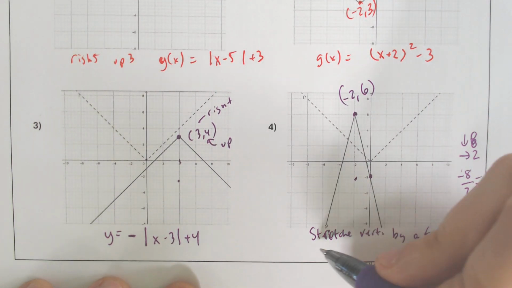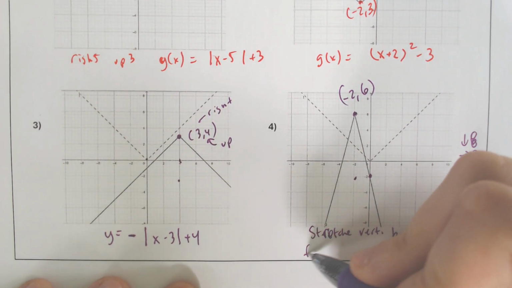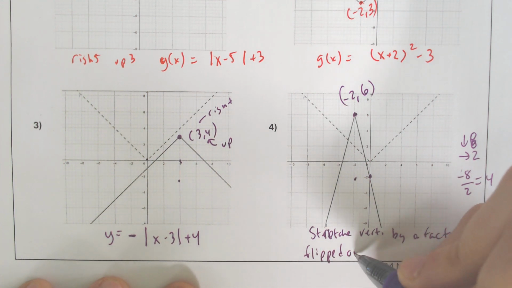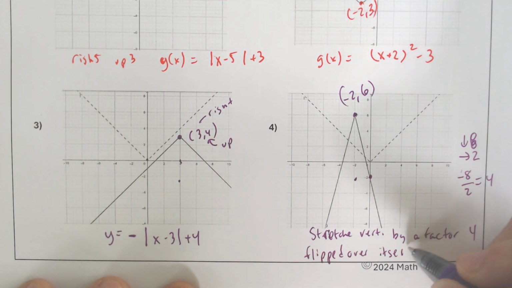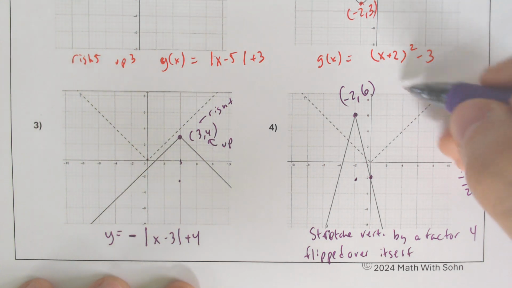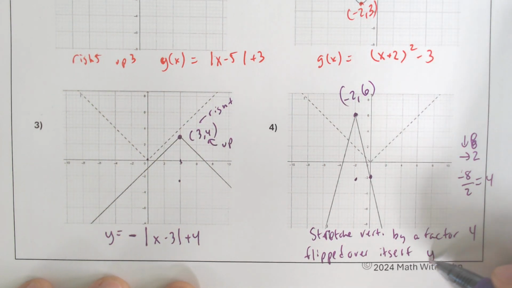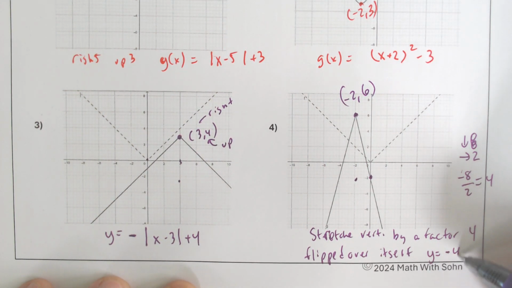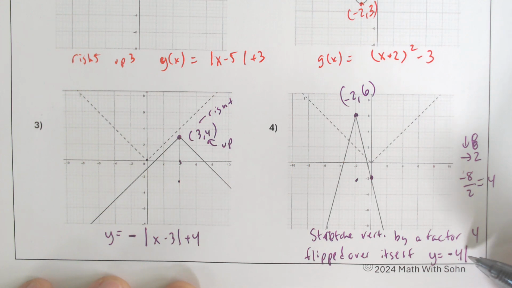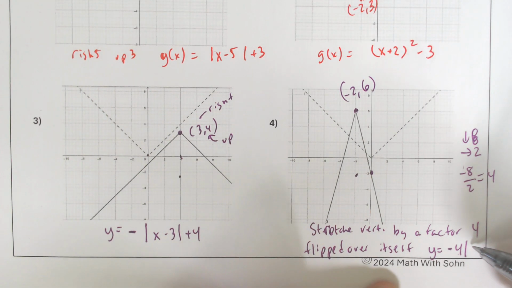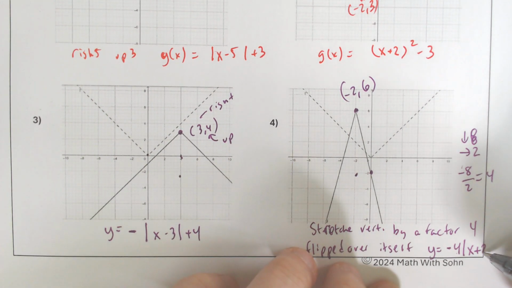Okay, it is flipped over itself, because it is facing downward. So the equation would be y equals negative 4, because it's flipped over itself and it has a stretch vertically by a factor of 4. Change the sign, x plus 2, keep the sign, plus 6.